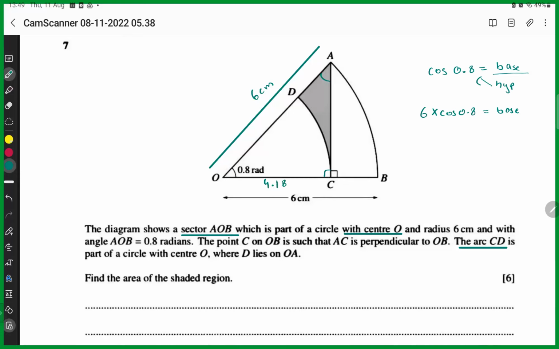Now everything is sorted. Now you have 4.18, that is not only the base of your triangle, but it is also the radius of the smaller sector, right? Using this radius and using 0.8, you can easily find the area of this ODC, and then you can use Pythagoras theorem and find this as well, because it's a right angle triangle, and then you would be able to find the area of the entire triangle and then subtract the two. Any difficulty? Your final answer should be 2.01.